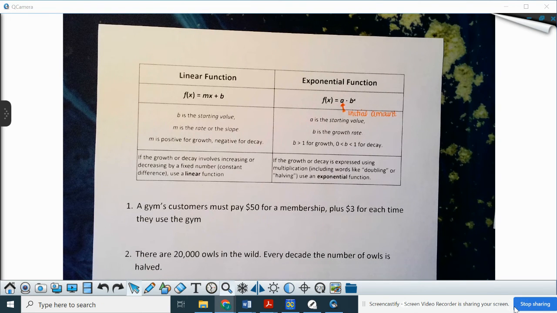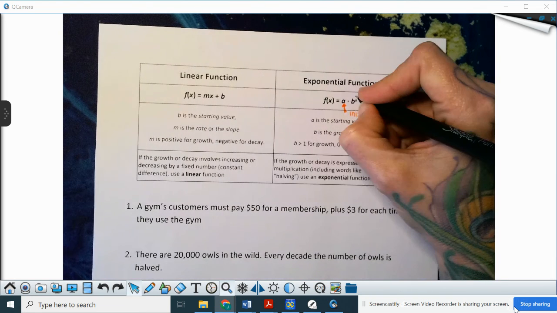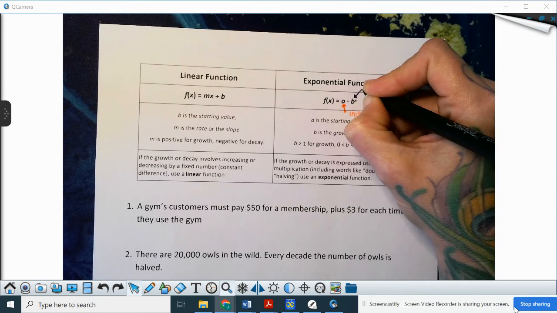So that is the rate at which it grows, right? So then for an exponential function, that is going to be your b value. So if it's going to double, that would be a 2 there. If it's going to triple, it's going to be a 3 there. So b is our growth rate.